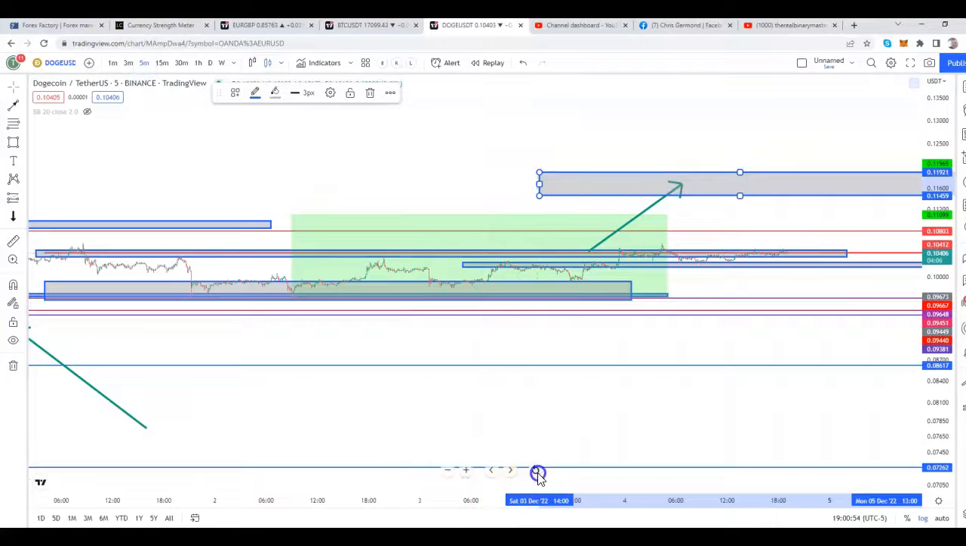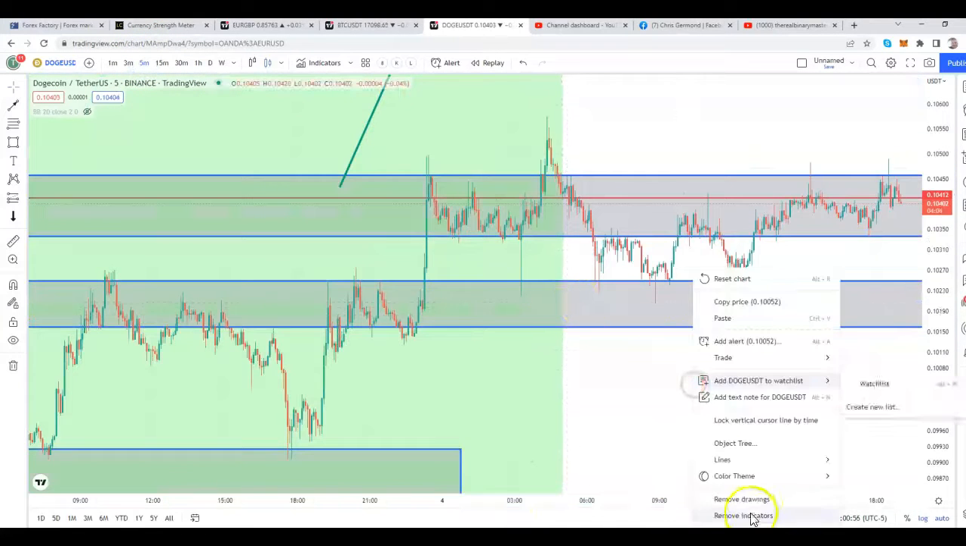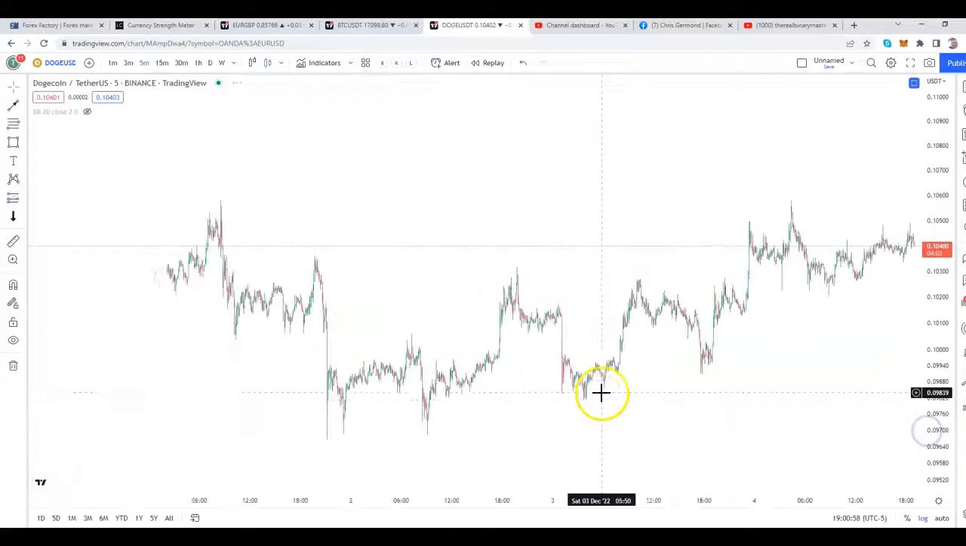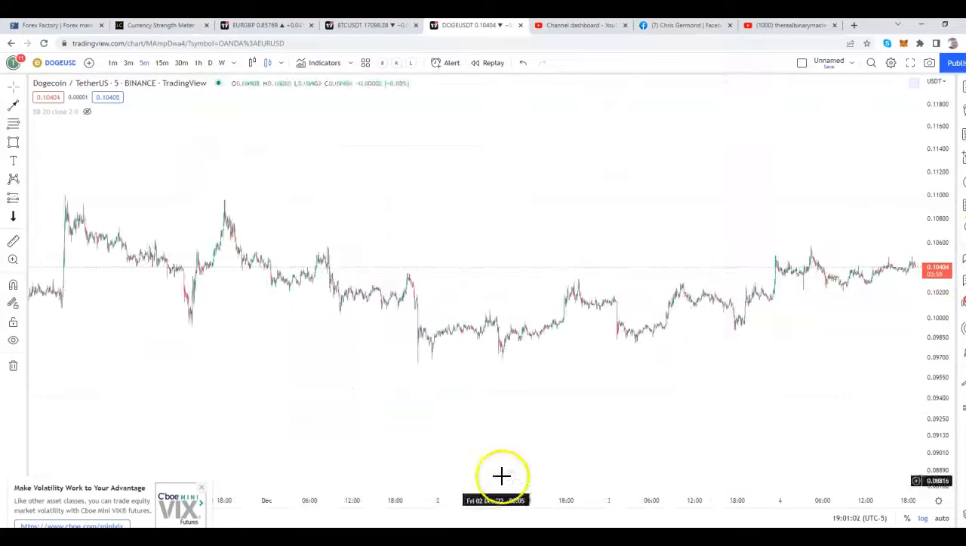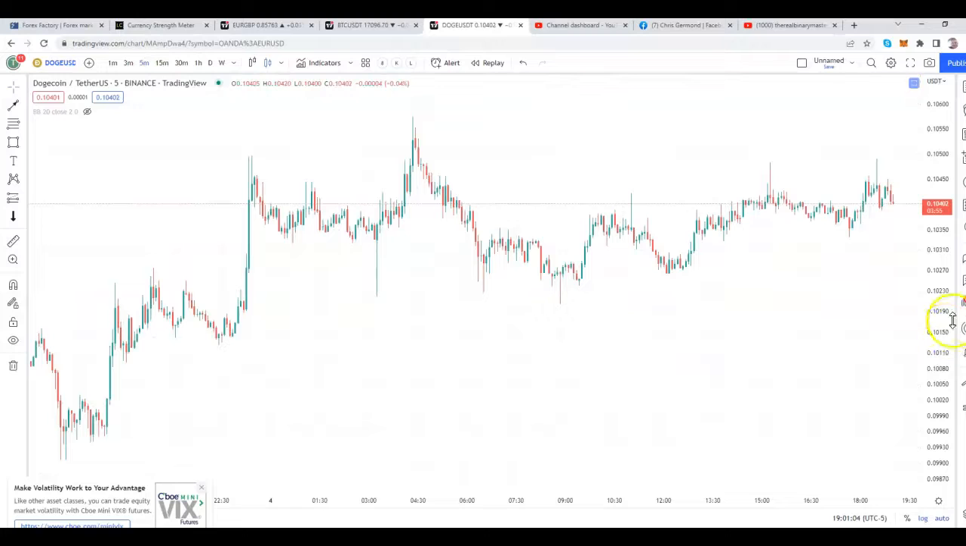What we see on the higher time frames and how we analyze the market on the higher time frames, we can do on the lower time frames. So for example, here we are on a 5-minute time frame. Let me just bring it to current market movement.